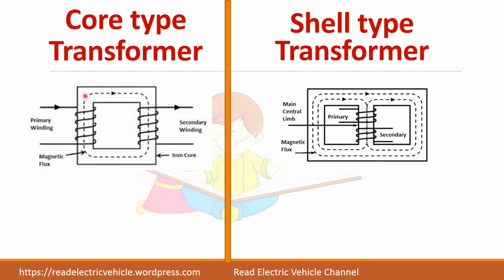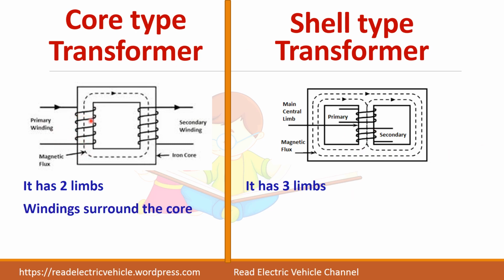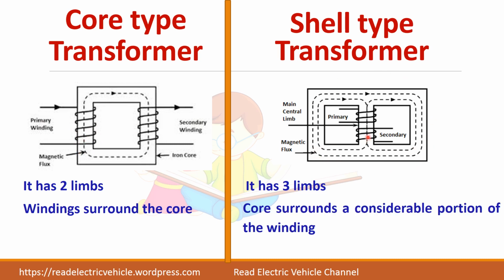So here, there is one magnetic flux path, and primary winding is connected in one limb and secondary winding is connected in one limb. So this structure is called core type transformer. So in shell type, you will have three limbs and both the primary winding and secondary winding are wound over the same leg. So here it has two limbs and here it has three limbs. And here the windings surround the core, whereas here core is surrounding the windings.